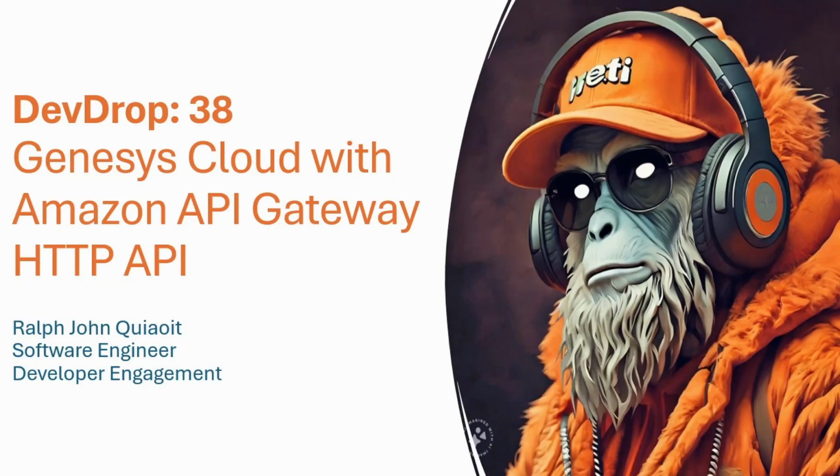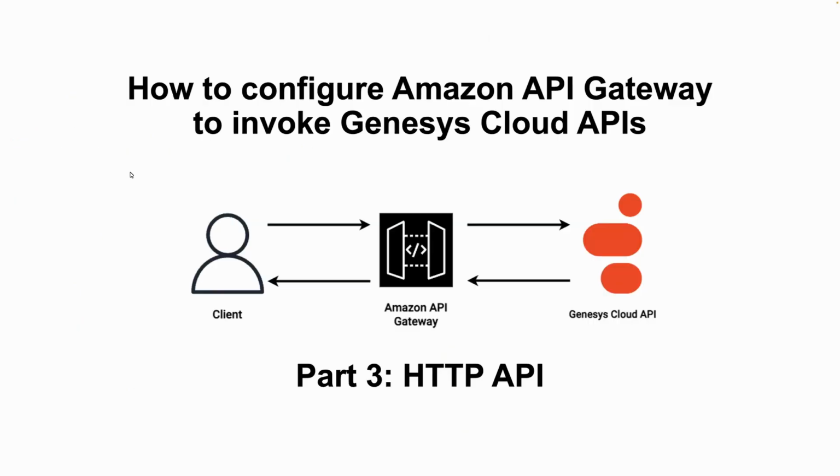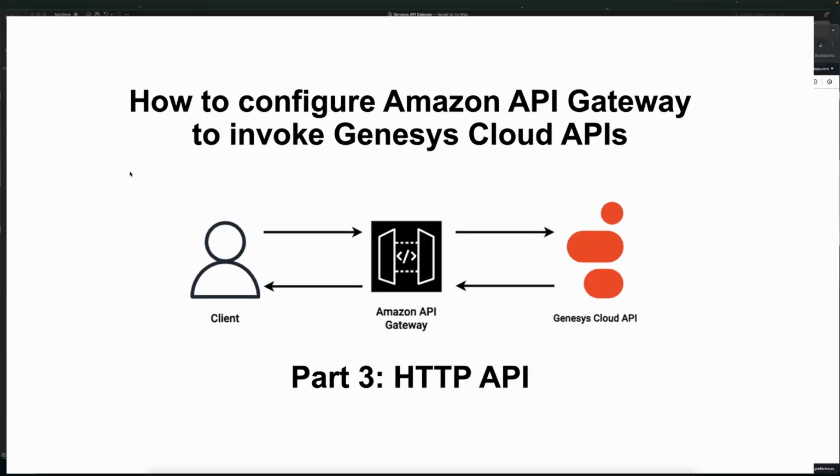Hello, everyone. I'm Ralph, a software engineer here at Genesys, and I would like to share in this DevDrop how to use Amazon API Gateway to invoke Genesys Cloud APIs. And this is part 3, HTTP API.